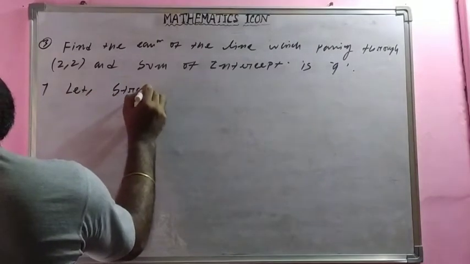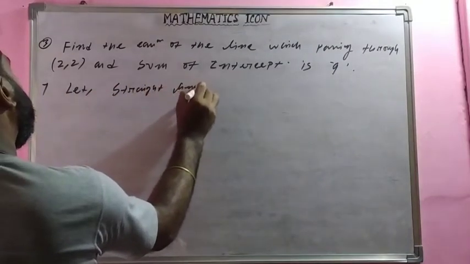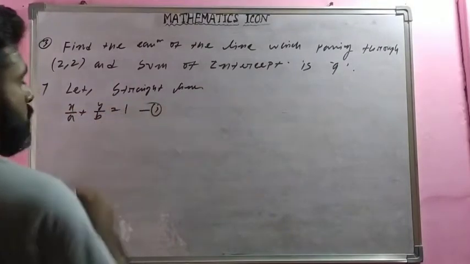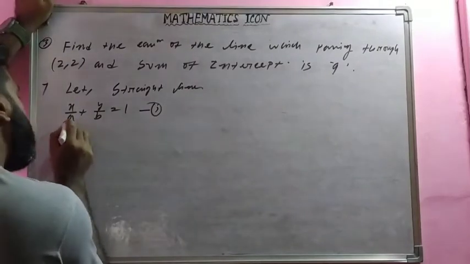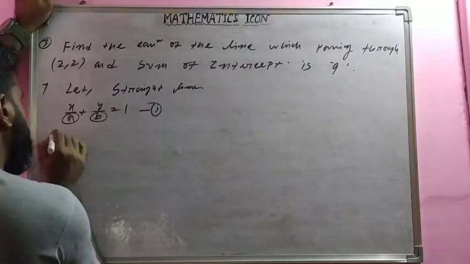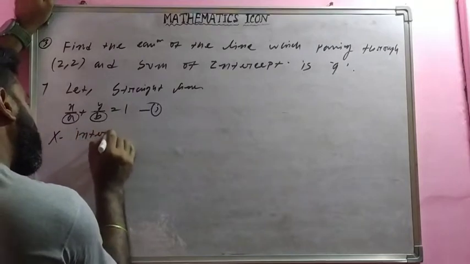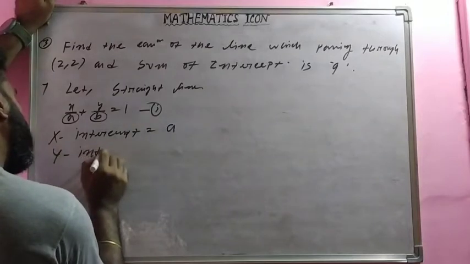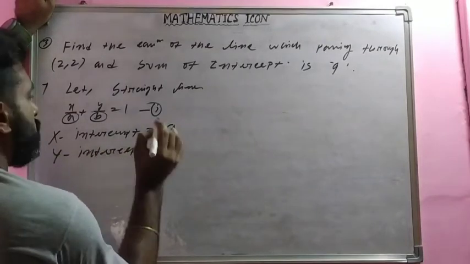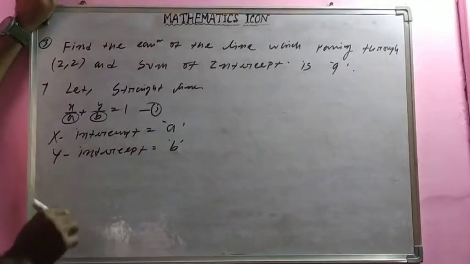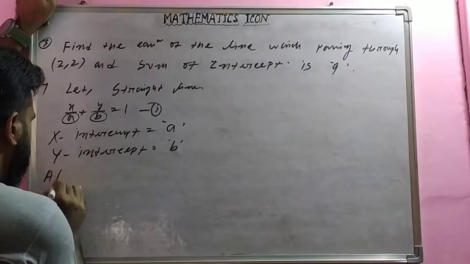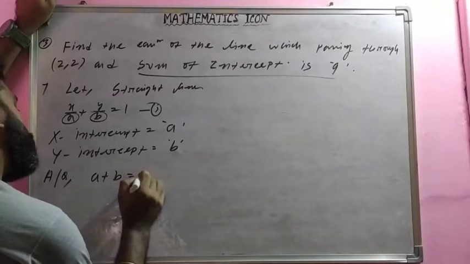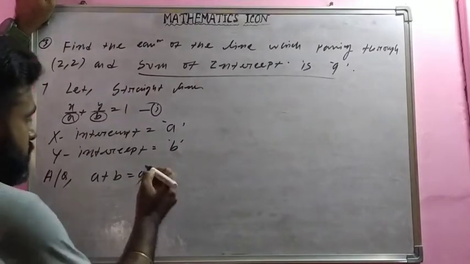Intercepts is used, that means let the straight line be x by a plus y by b equals to 1. That is your equation number 1. And the intercepts are a and b. So x intercept is a, and write down y intercept too, the examiner will also benefit. So y intercept is b. According to the question, sum of the intercepts is 9. That means a plus b equals to 9. Okay, so this is your equation number 2.